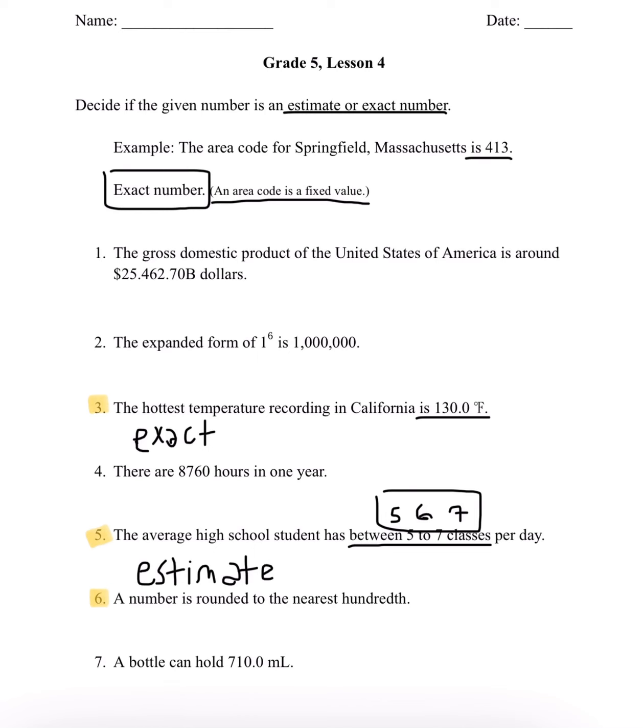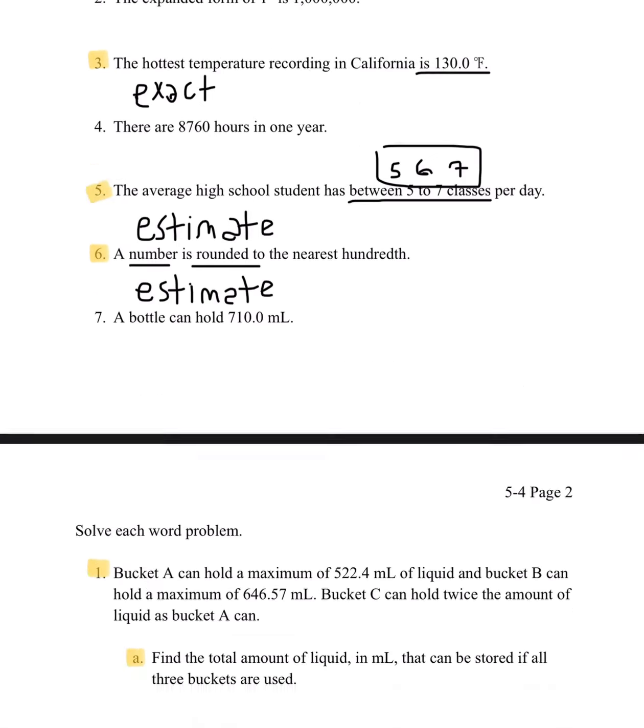Number 6. A number is rounded to the nearest hundred. So if it's rounded, it's always going to be estimate. And also, we don't know what the number is, so the answer is going to be estimate. I'm going to move on.